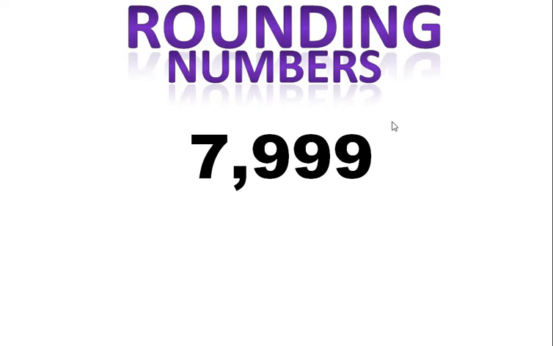Okay, the first number we're going to look at is 7,999. Now, we want to round to the nearest thousand. Again, we're looking at 7,999. Now, what rule do you think we're going to actually use for this? In order to round to the nearest thousand, you have to look at the hundreds place, or normally the number next to it. And this is the number 9 in the hundreds place.